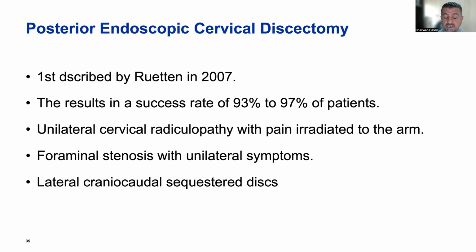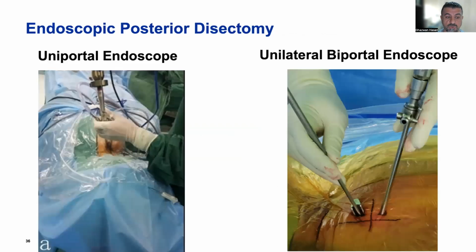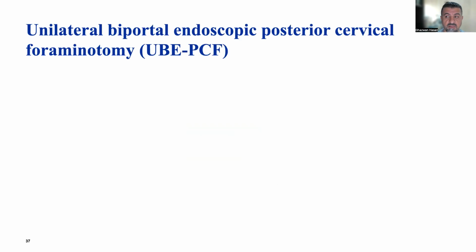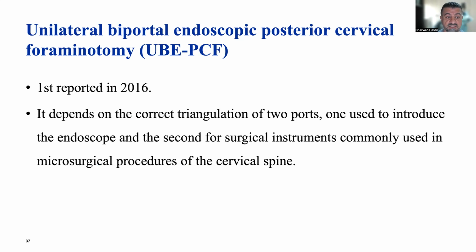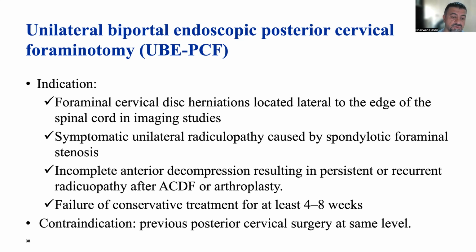The results show a success rate of 93 to 97%. It is for unilateral cervical radiculopathy with a foraminal stenosis, in the unilateral septum, and a lateral craniocaudal sequestrated disc is also possible. And this technique could be done, as I mentioned, by UBE or uniportal. The biportal technique was first reported in 2016. It depends on the correct triangulation of the two ports, one used to introduce the endoscope, and the second for the surgical instrument. And personally, I am using the uniportal because for me it's much easier than doing it by biportal.